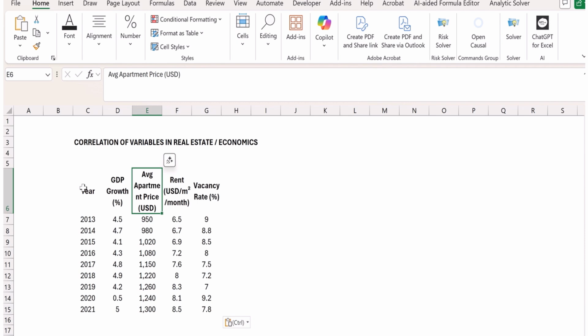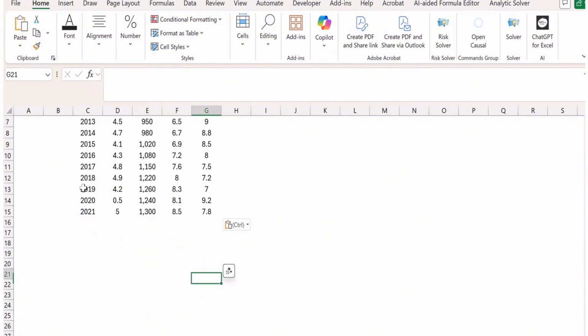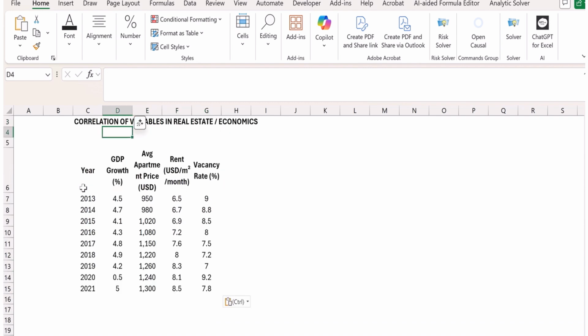E will be the average price of the apartments in US dollars. For example, it can be all the one-bedroom apartments in zone A or B or C of any given country. Column F will be the rent rate per square meter, 6.5K US dollars per square meter or $7.6 per square meter and so on. And column G will be the vacancy rate percentage-wise. Okay, so let's see how correlated these variables are.